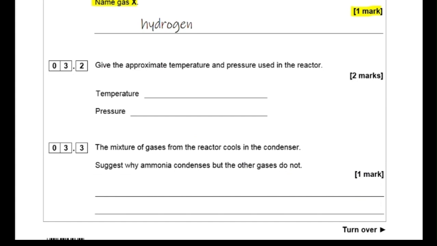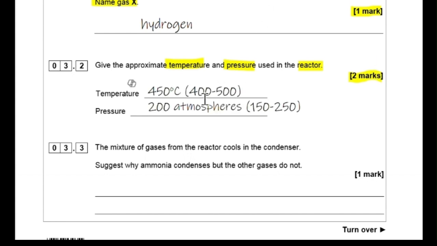3.2. Give the approximate temperature and pressure used in the reactor. Well, again, this is basic recall of the Haber process. The temperature is 450 degrees Celsius, so anywhere between 400 and 500 gets you 1 mark. And the pressure is 200 atmospheres, and that's anywhere between 150 and 250. And you must have the units, degrees Celsius and atmospheres.